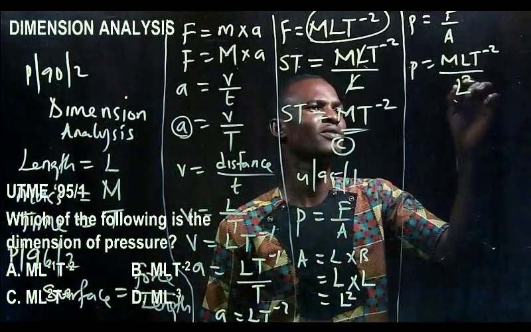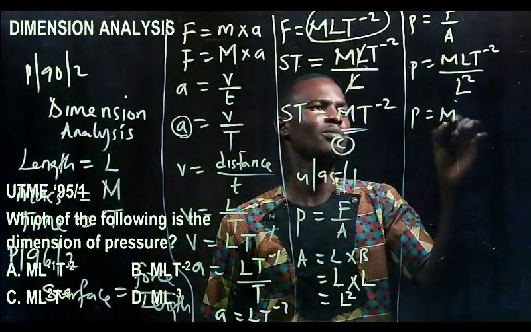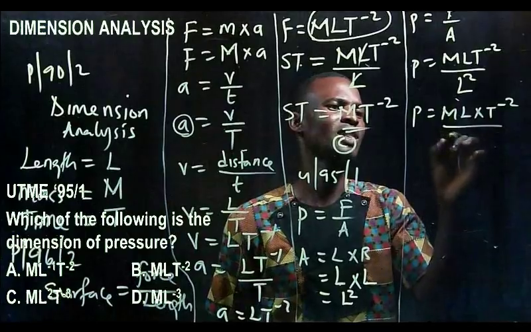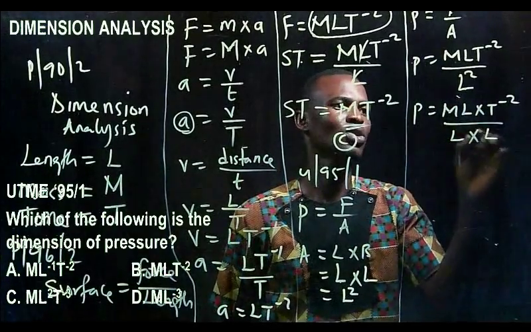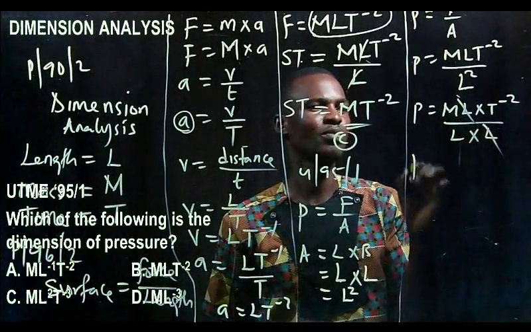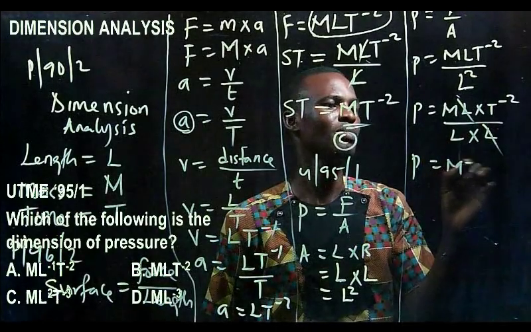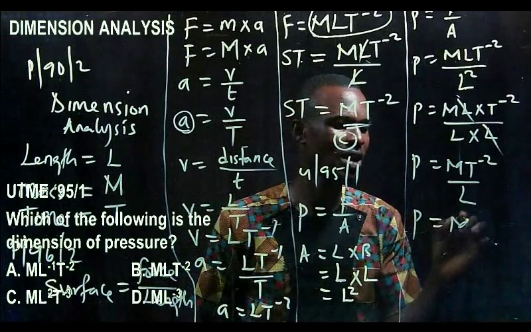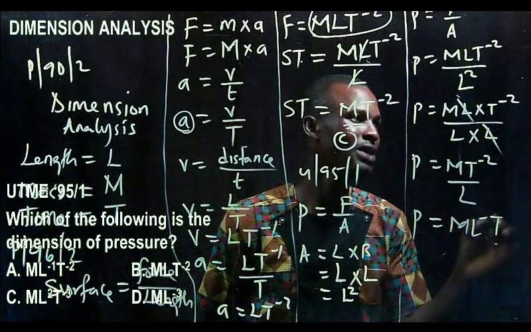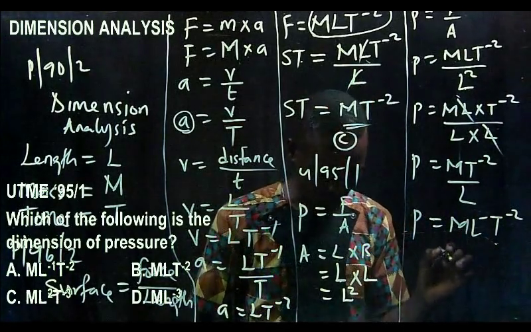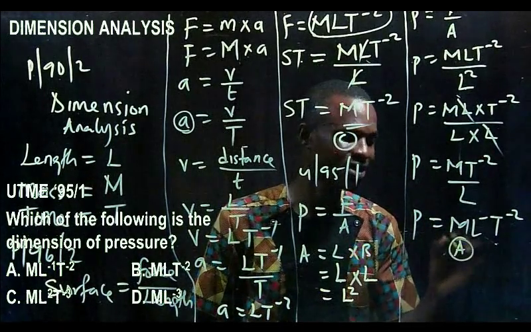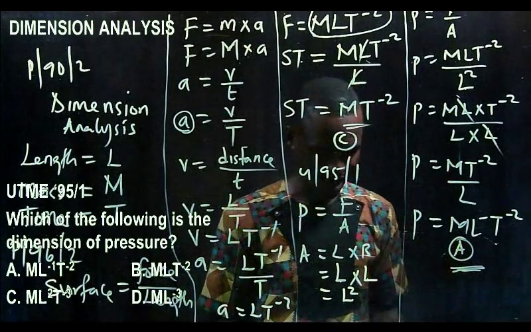So what do you have? Pressure equals ML over T squared L squared. It's the same thing as having L here times what? L. One of these L, we just cancel. So you have pressure equals M per T squared over L. So you have the answer here, M per L per T squared. So that is option M per L per T squared. That's option A. And this is our final answer.